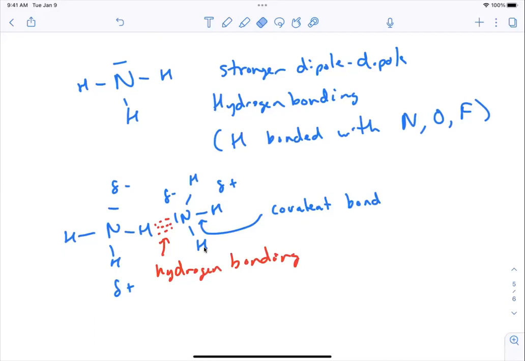Yeah, I know what you're saying. Within a molecule, they're covalently bonded to each other. But this nitrogen is hydrogen bonded to the hydrogen on another molecule. So they're not actually physically connected. You have to make sure you distinguish that.